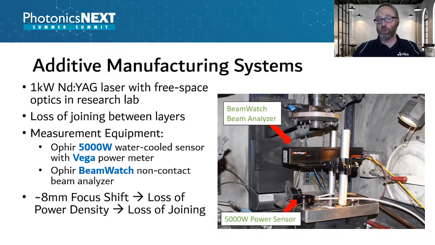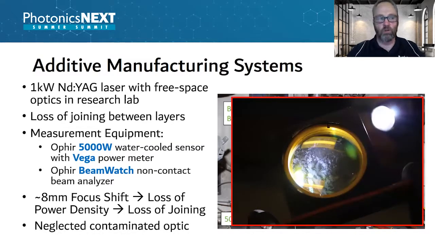So we started to troubleshoot the optics. Very easy to do on this free space optics system. We started at the cover glass. We started at the focusing lens. Both of these were relatively clean. And then we worked up, and there was an optic upstream of the focusing lens that you see here, that obviously you can see was very dirty.